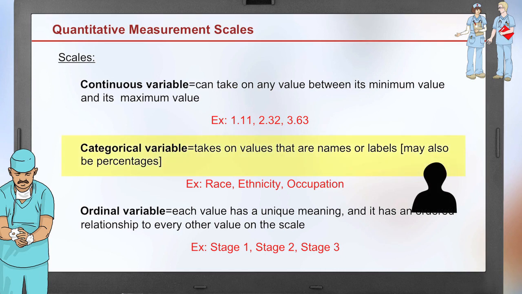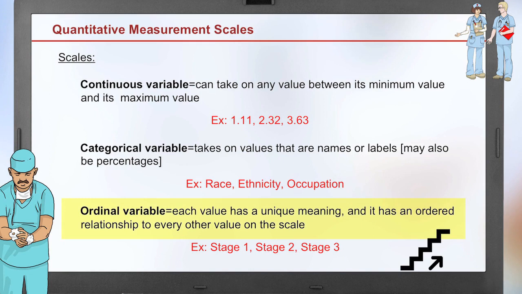A categorical variable assumes values that are names or labels. For example, identity-related attributes like race or occupation. And ordinal variables assume a unique meaning, each one having an ordered relationship to all other values on the scale, for example, the stages in a given process or progression.